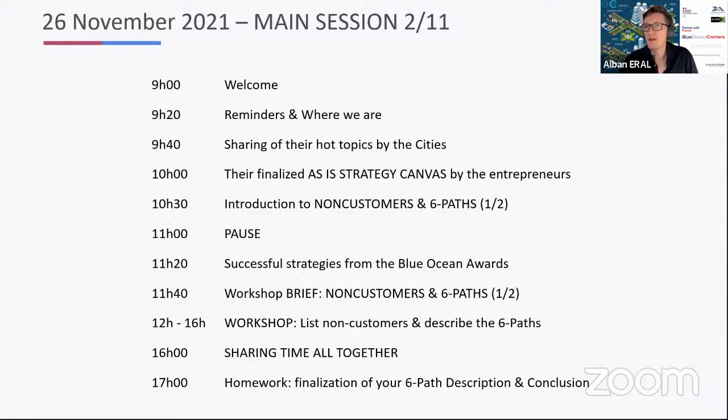What we propose is to start with some reminders and sharing some topics from the cities, and also having your finalized or your as-is strategy canvas. If you have a new version, you can show us and present. So it's good training to pitch and to train and to have the feedback from the other participants. And then we have an introduction to the non-customers and six-pass pose, and some example from successful strategies from the Russian Awards, and then the workshop.